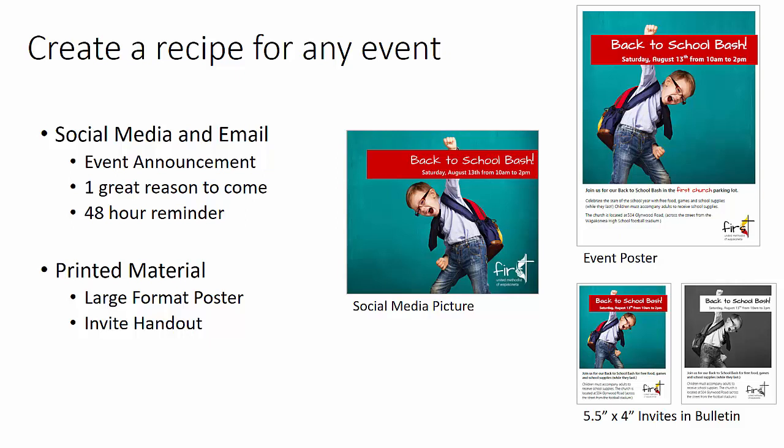The other piece is a large formatted poster, usually in color, just because that's the type that you hang around the community, whether it's at key businesses and so on, and then just an invitation handout. And so what's interesting, the invitation handout is the one that we put in the bulletin, and then people are expected to hand that out to one of their neighbors that doesn't have a church home. And so we get the whole church involved in communication efforts, but we make it easy for them to do it. And so this is the recipe that I feel like even a small church can do.